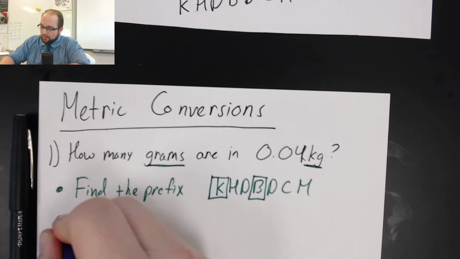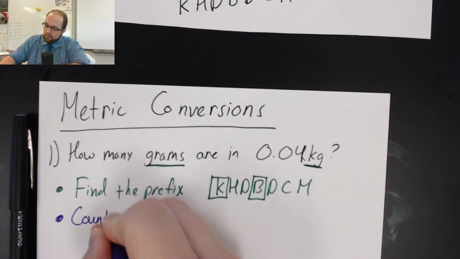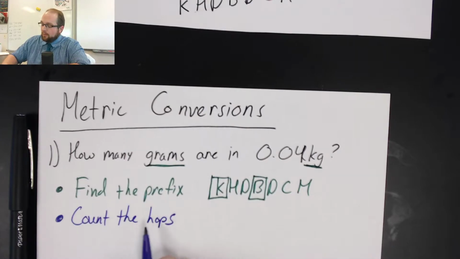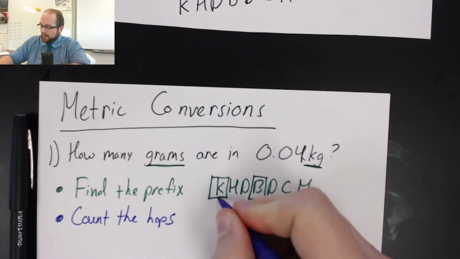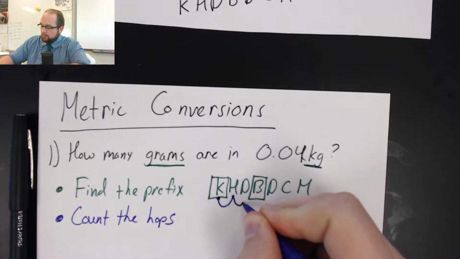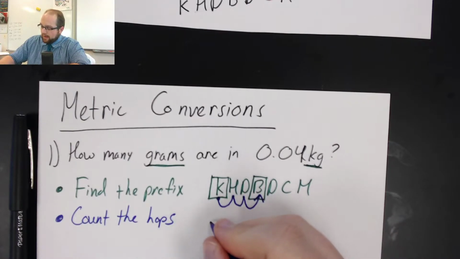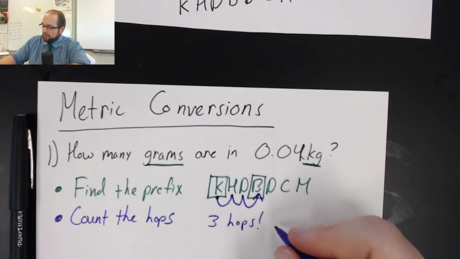Number 2, our next step, is that we are going to count some hops between these. Let's write that. Count the hops. Easy peasy. What this means is that we're going to be counting how many steps we have to take to go between these 2 prefixes. If we are starting at kilograms, because we know our amount of kilograms, and I want to get to grams, which is our base, I'm going to have to go 1, 2, 3 hops. And so we have 3 hops, specifically 3 hops to the right.